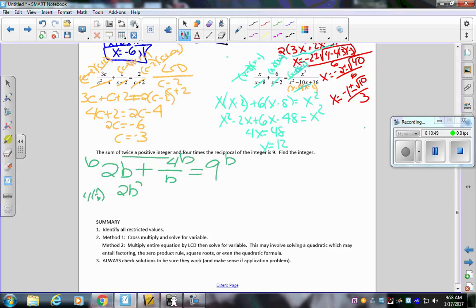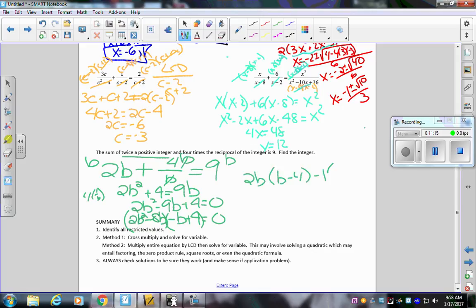So I have 2b squared plus 4 equals 9b. 2b squared minus 9b plus 4 equals 0. So this is factorable. Two numbers that multiply to 8 and add up to -9 are -8 and -1. So I can group. So I have 2b times b minus 4 minus 1 times b minus 4. So we get 1/2 and 4.